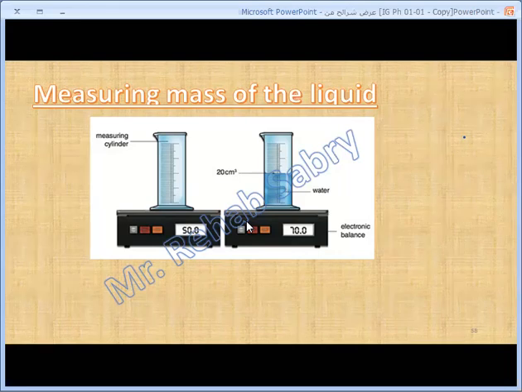Yes. So we will put the empty container, which is the measuring cylinder, on the balance and take its reading to know its mass. Then we will pour the liquid to be measured in this container and see the new mass, because the new mass is the mass of the liquid and the container together. Then we will subtract them, because the difference is the mass of the liquid.